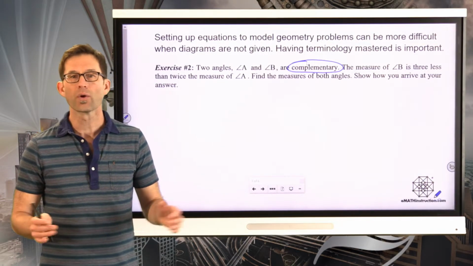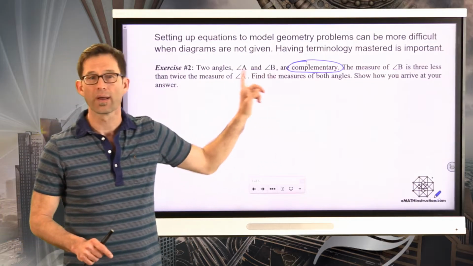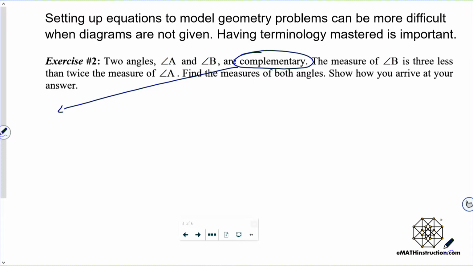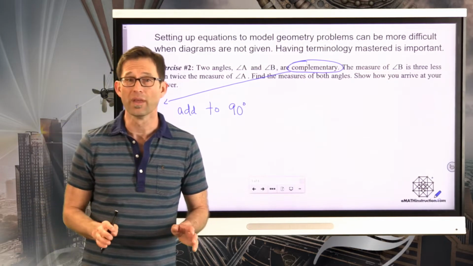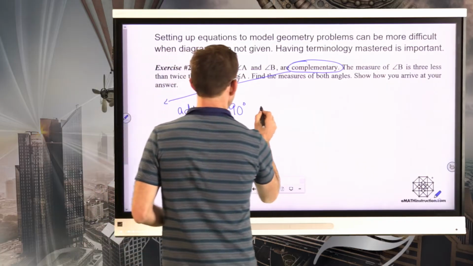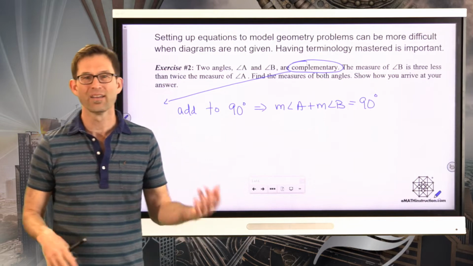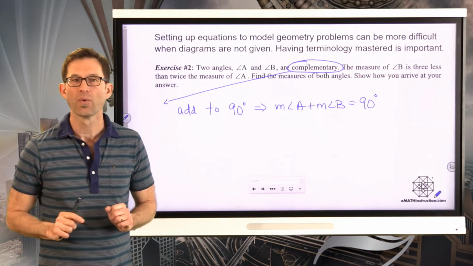All right, so here we go. First off, what does it mean for these two angles to be complementary? Well, that means, let me put it down here, that they're going to add to 90 degrees. All right, great. So the measure of angle A plus the measure of angle B is 90 degrees. Maybe I'll actually put that down right here. The measure of angle A plus the measure of angle B is 90 degrees. But that doesn't do much for me, right? I don't have x's, y's, whatever. So what else do I know?